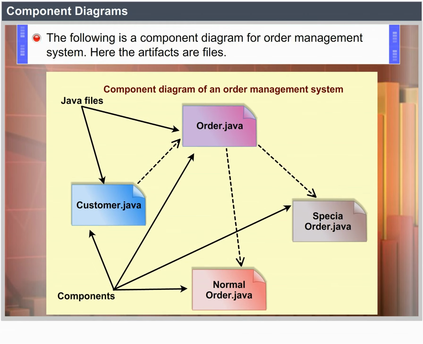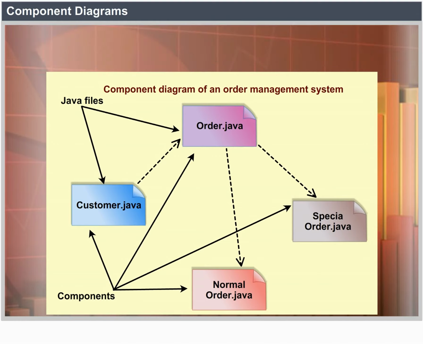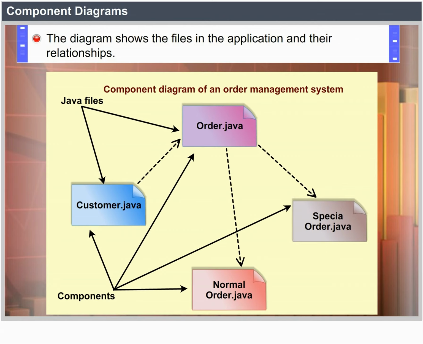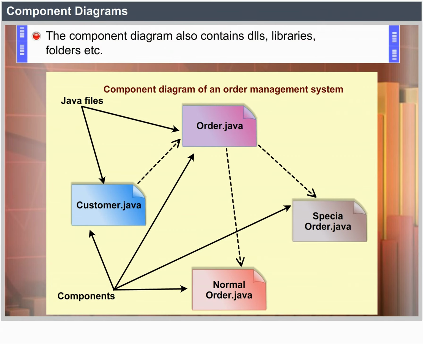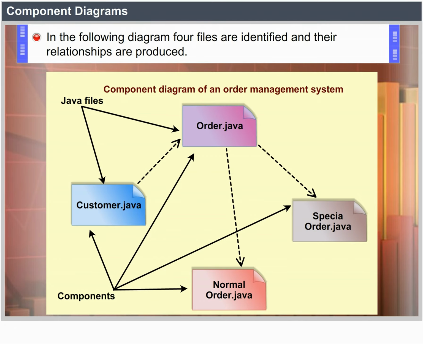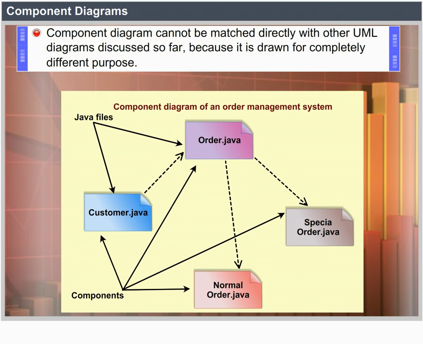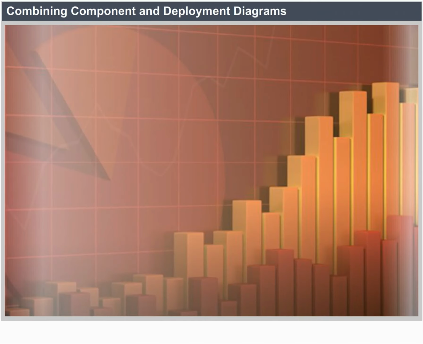The following is a component diagram for an order management system. Here the artifacts are files. The diagram shows the files in the application and their relationships. The component diagram also contains DLLs, libraries, and folders. In the following diagram, 4 files are identified and their relationships are produced. A component diagram cannot be matched directly with other UML diagrams discussed so far because it is drawn for a completely different purpose.